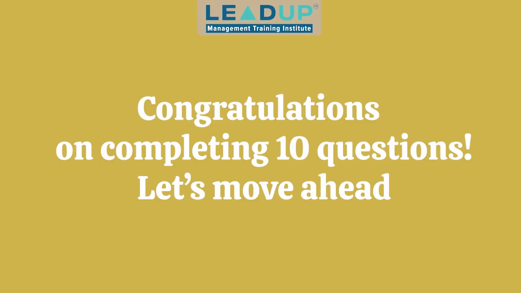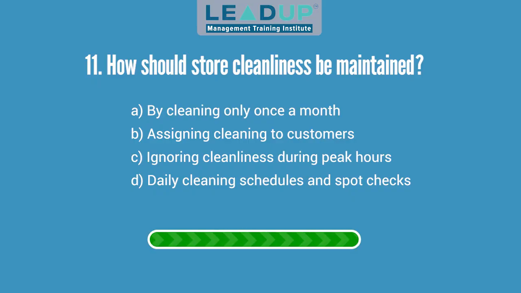Congratulations on completing 10 questions. Let's move ahead. Question 11. How should store cleanliness be maintained? A. By cleaning only once a month. B. Assigning cleaning to customers. C. Ignoring cleanliness during peak hours. And D. Daily cleaning schedules and spot checks. Answer: daily cleaning schedules and spot checks.